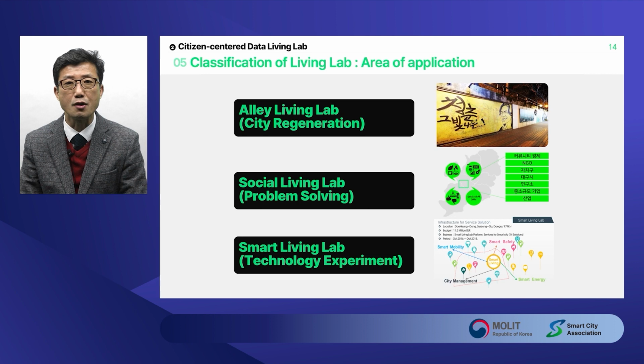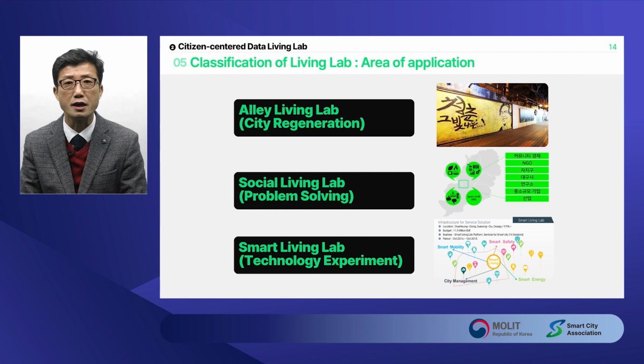Also, Living Lab can be classified according to the scope and type of the problems, such as Alley Living Lab, Social Living Lab, and Smart Living Lab. Alley Living Lab, a type of city regeneration, works in the alleys where urban history and culture were accumulated.